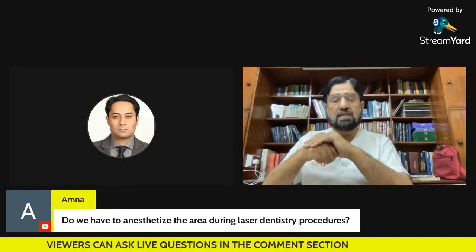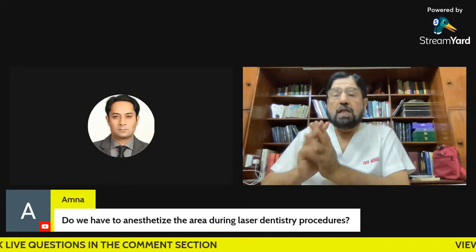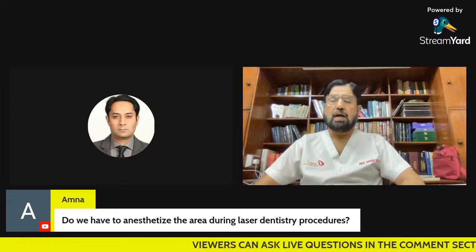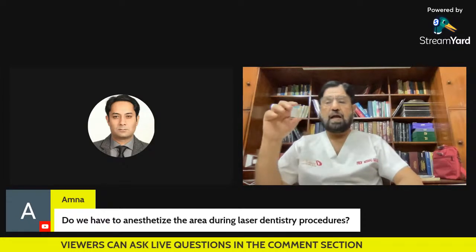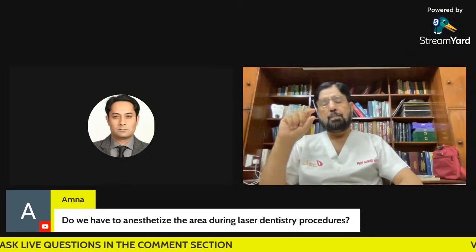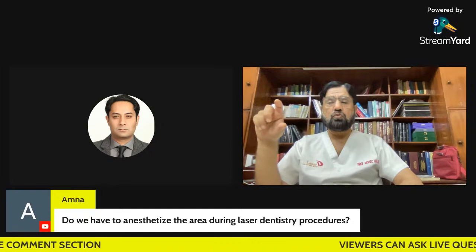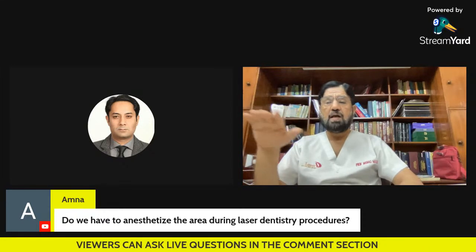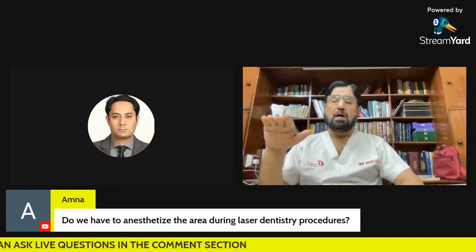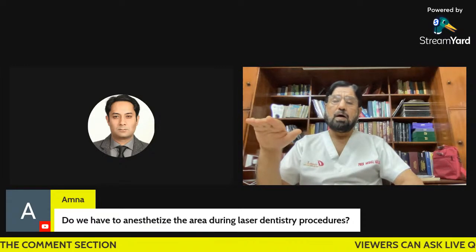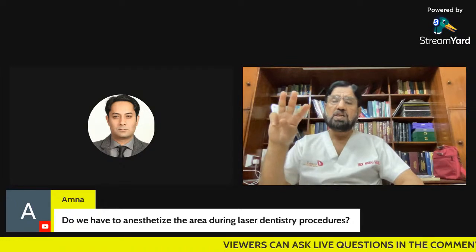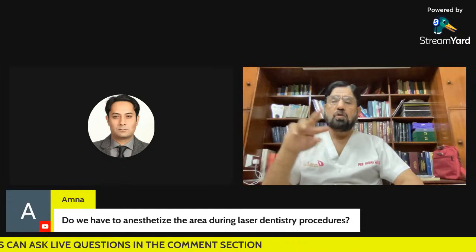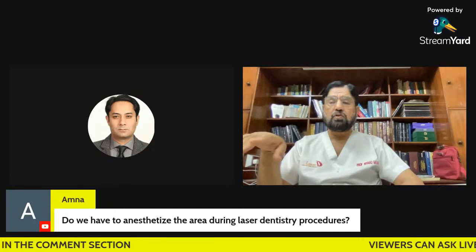Right, sir. Do I have to anesthetize the area during laser dentistry? Regarding anesthesia of the surface of the mucosa, we have the epithelium, the basement membrane, and then the connective tissue. In the connective tissue there are nerve endings. On the epithelial surface we have the stratum corneum, stratum granulosum, stratum spinosum, and stratum basale. All these four layers contain no nerve endings. Then there are the lamina lucida and lamina densa, both of which are the basement membrane. And then is the connective tissue.